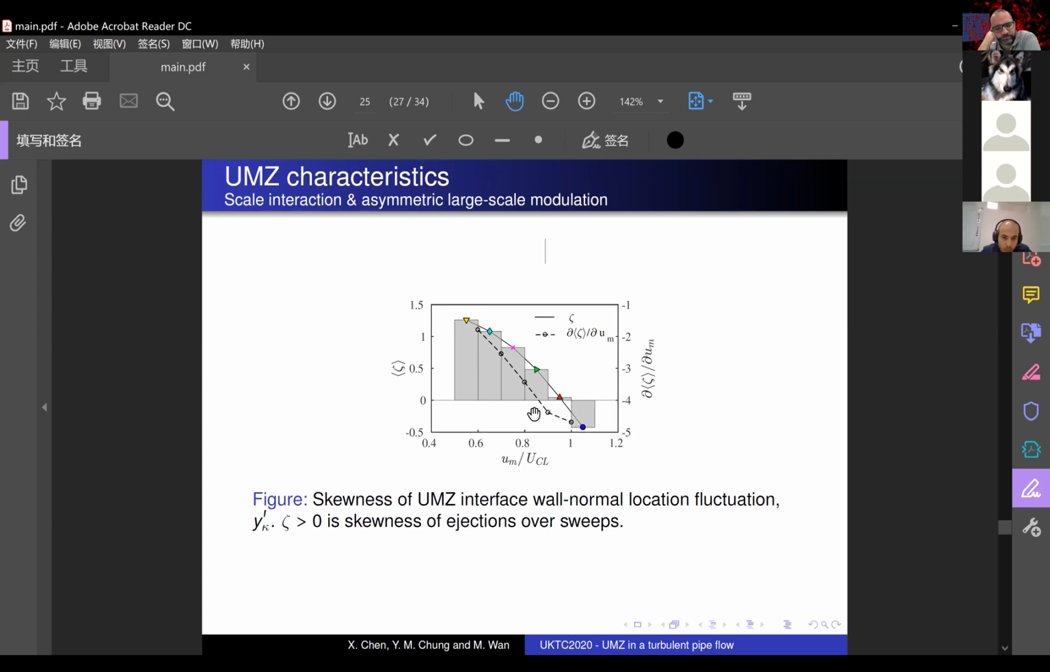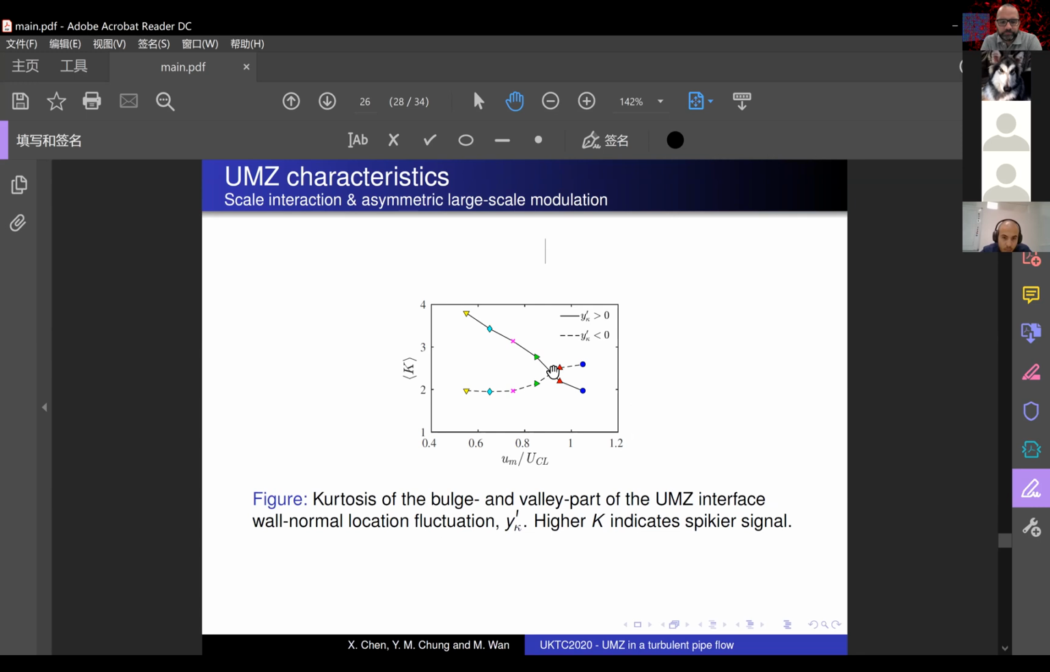When zeta is nearly 0, it means that at this location, the internal shear layers are very symmetric. So the local ejections and sweeping are nearly balanced. And we think this is a location where the large scale and small scale interaction is roughly at a balanced state on average.